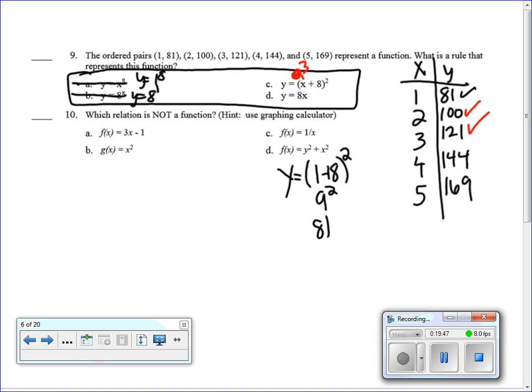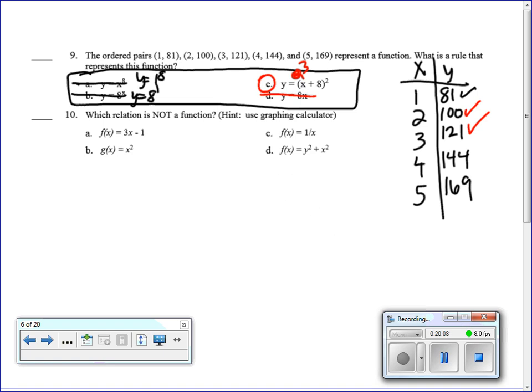So y equals 8x. If x is 1, 8 times 1 is 8. It does not equal 81, it equals 8. So that would not be the equation for this particular function, and C would be our choice.